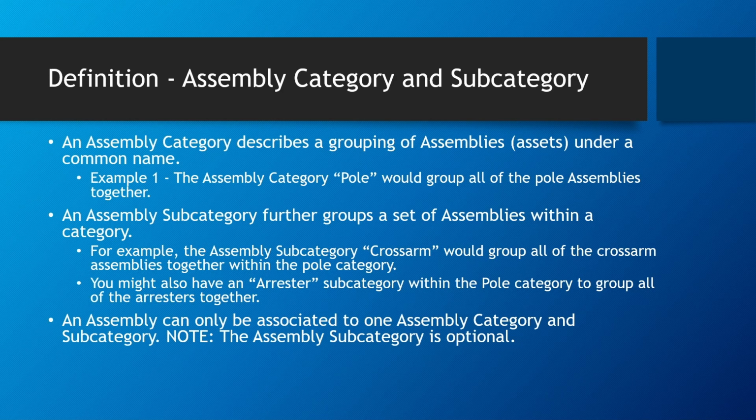So going back to the pole example, you might start with a pole category, and then from there you would select a subcategory of crossarm, which would then group all the crossarm assemblies together underneath that pole category. You might have another subcategory of arrestor, and that would then group all of the arrestors together. An important note, an assembly can only be associated to one assembly category and subcategory. The subcategory is optional, although we do recommend using it.